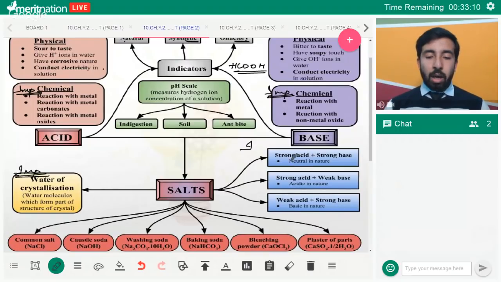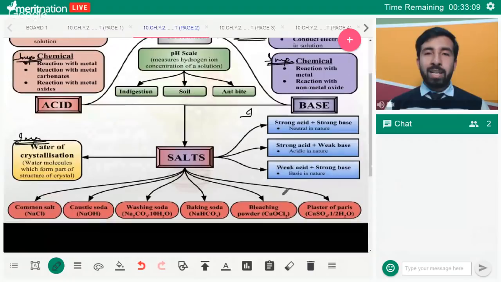Okay, now moving on to the pH of your salts. This is also one of the important topics which is only introduced in your syllabus, which includes neutral salts, acidic salts, and basic salts.